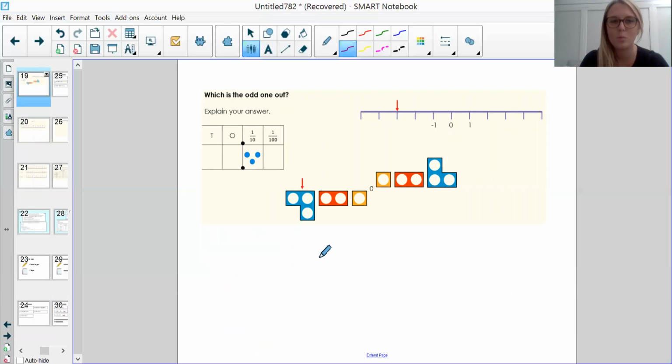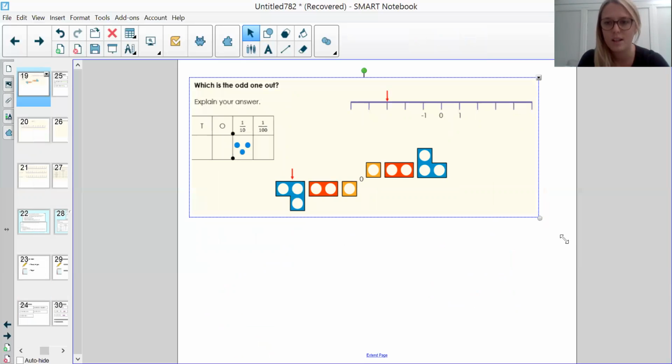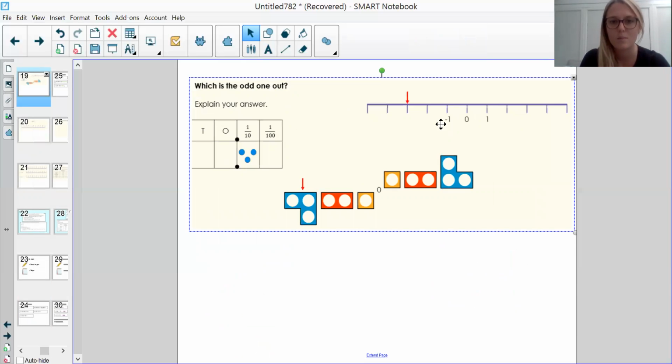Just a quick warm up for you on negative numbers. I've got 3 diagrams here. So this is one, this is one, and this is one. Which is the odd one out? Have a think, pause the screen if you need to have a bit of a closer look on it. Which one do you think is the odd one out?